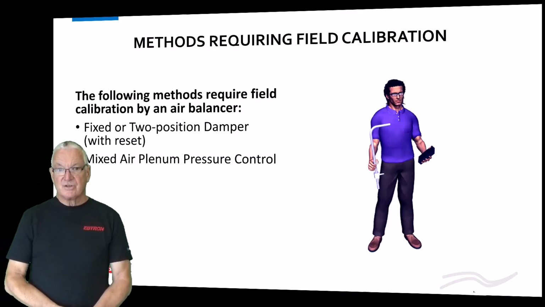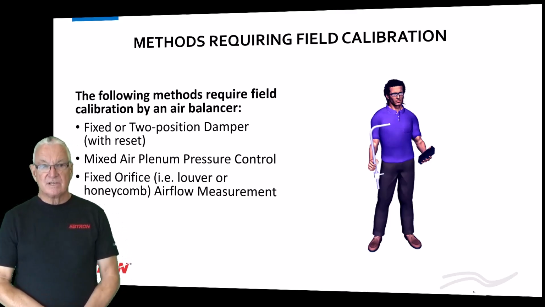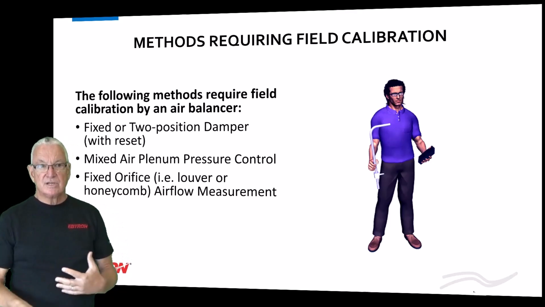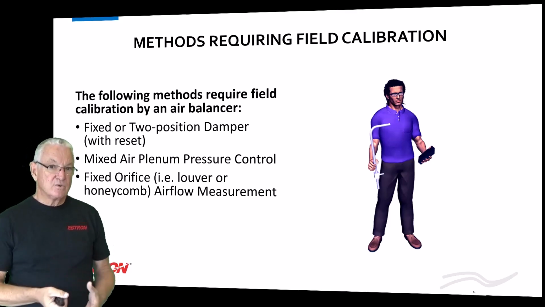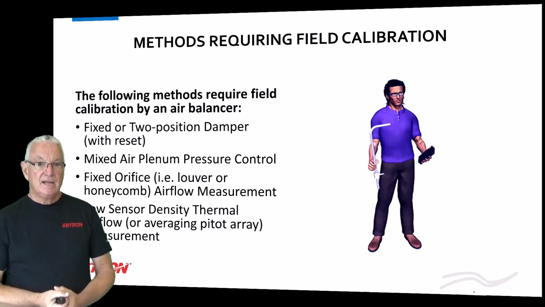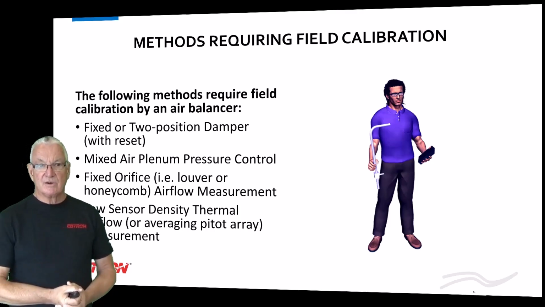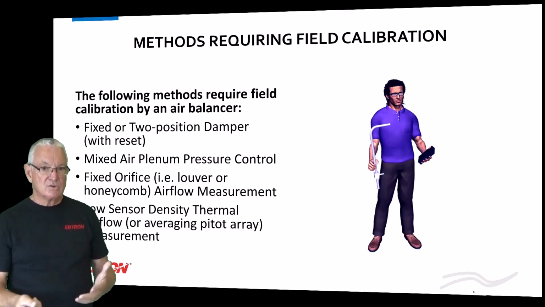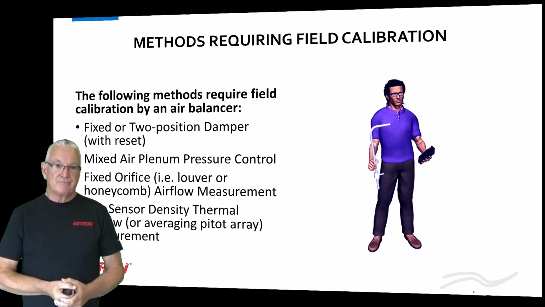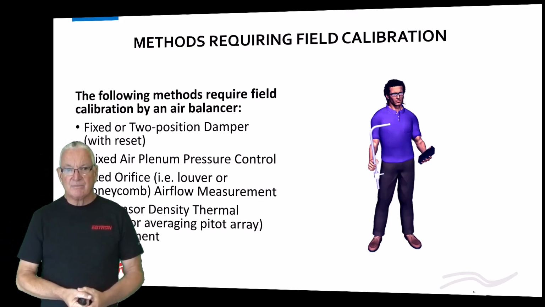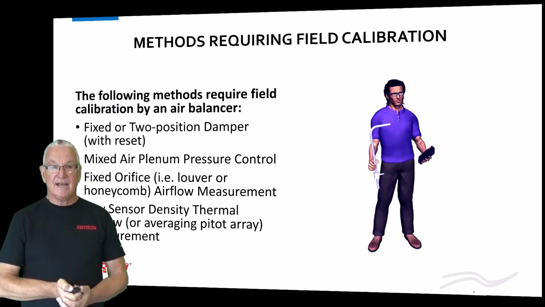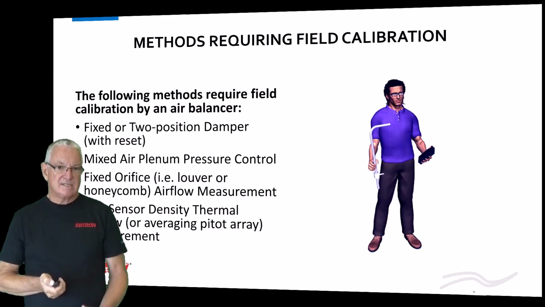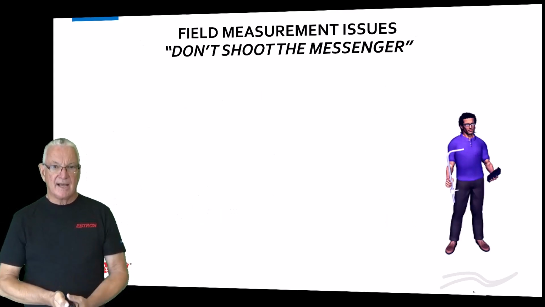Mixed air plenum pressure control. We didn't talk about fixed orifice airflow measurement, where you're using the louver or something else as a fixed orifice in the intake system. And then, of course, you could always go out and put one of our products in with 1 or 2 sensors, and so low sensor density. I don't even know why I put our averaging pitot array, because they shouldn't really be applied on most of your outside air intakes anyhow, just because the velocities are so low. But these are methods we should look at.